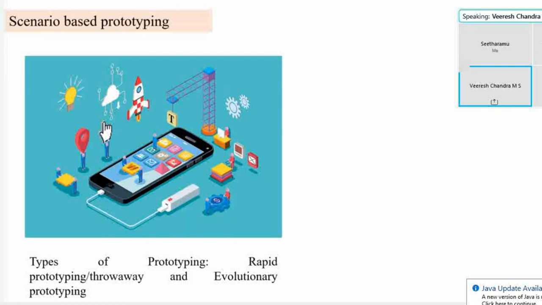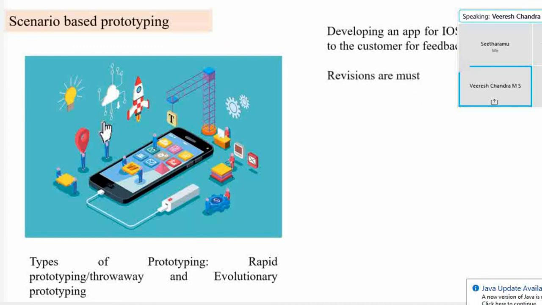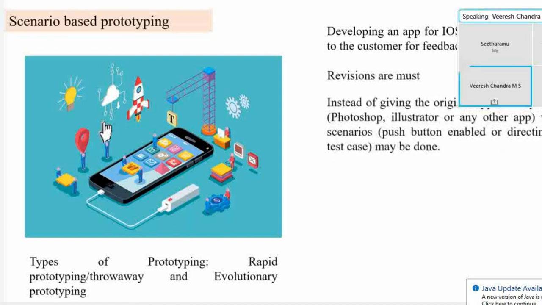Let us say beta apps, beta versions of apps, correct? These betas may be considered as evolutionary prototypes, and on them we are going to build the original products and release them on iOS or Android. So that's developing an app for iOS or Android and giving it to the customer for feedback. Obviously revisions are a must. Every time we need to present the prototypes in front of the customer or end users, and get the feedback from them.